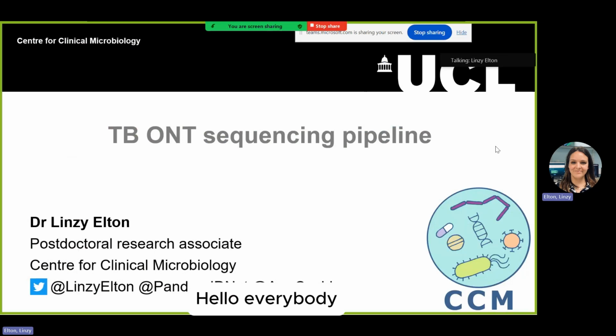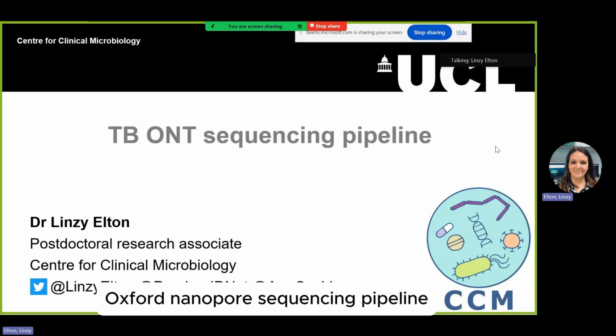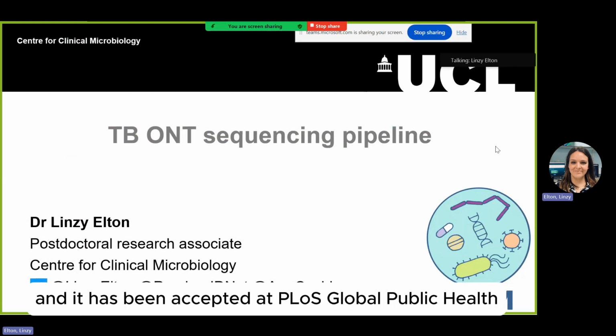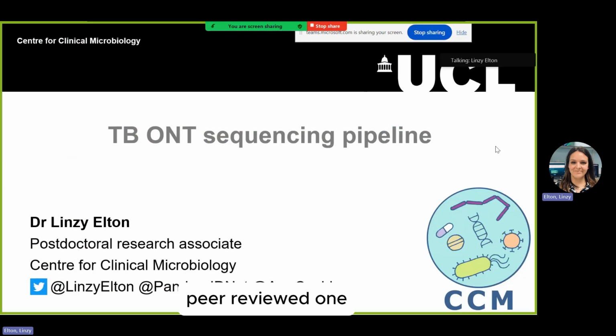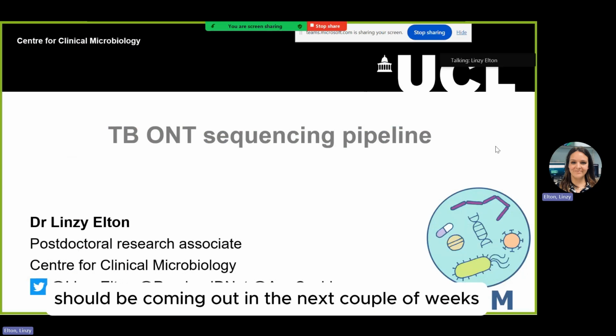Hello, everybody. This is going to be an overview, as I said, on the TB Oxford Nanopore sequencing pipeline that we've been developing at UCL. The paper is currently on Biomed Review, and it has been accepted at PLOS Global Health Medicine. So the full peer-reviewed one should hopefully be coming out in the next couple of weeks.